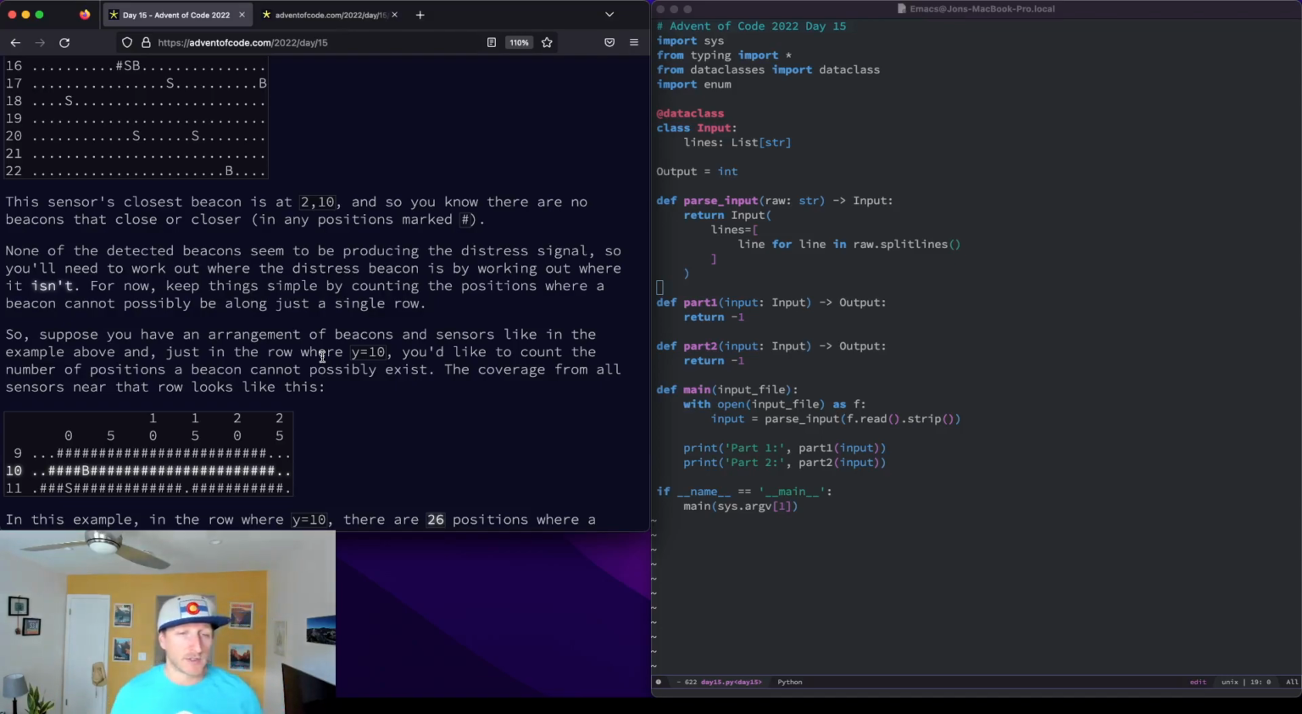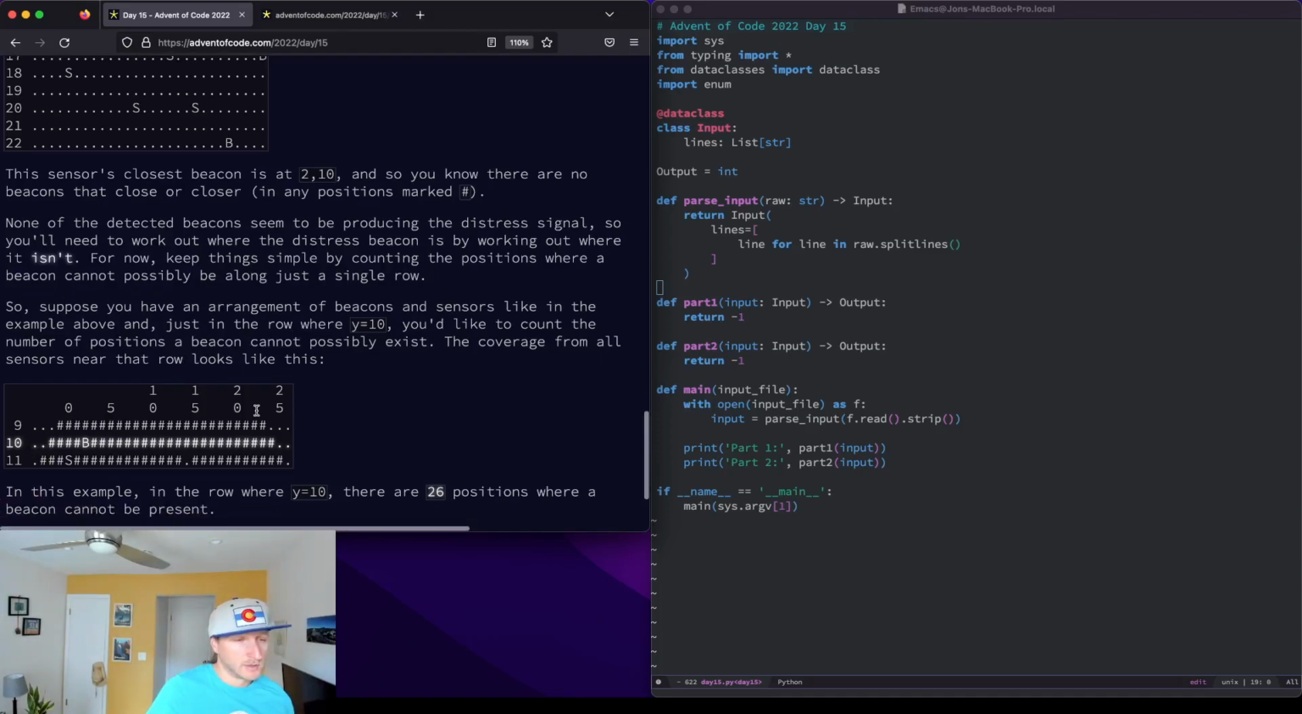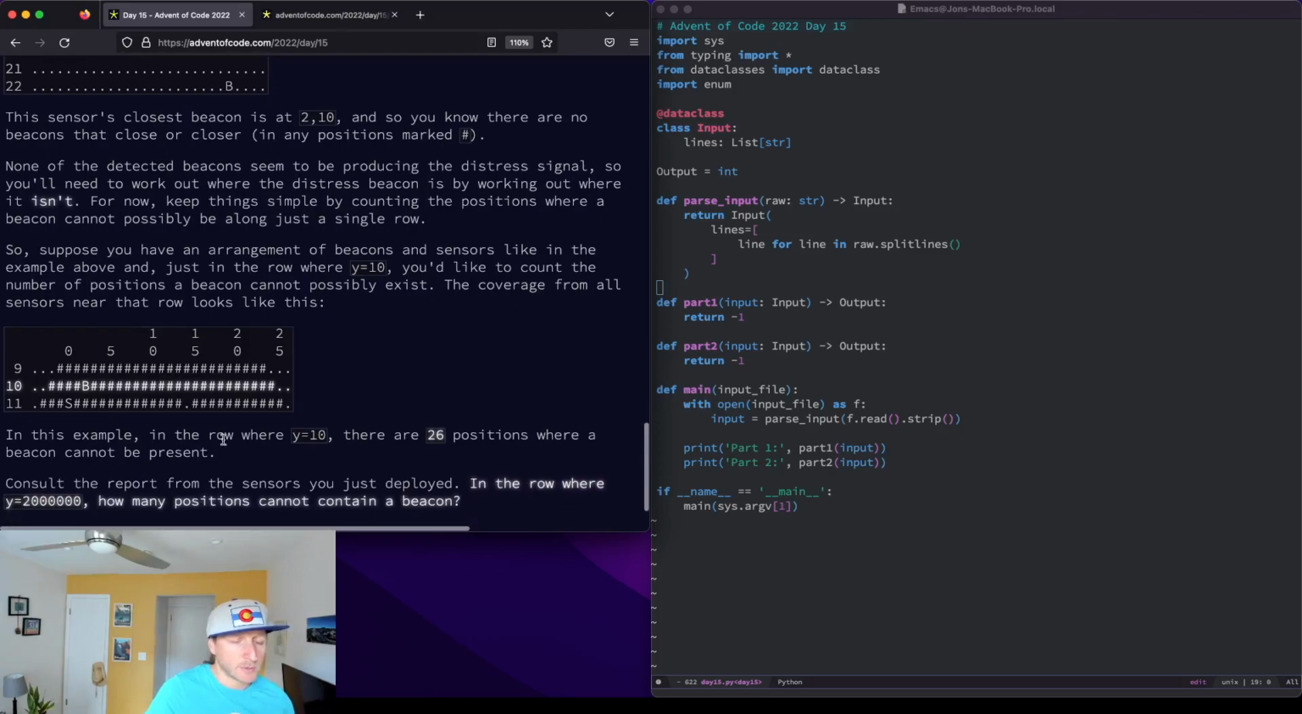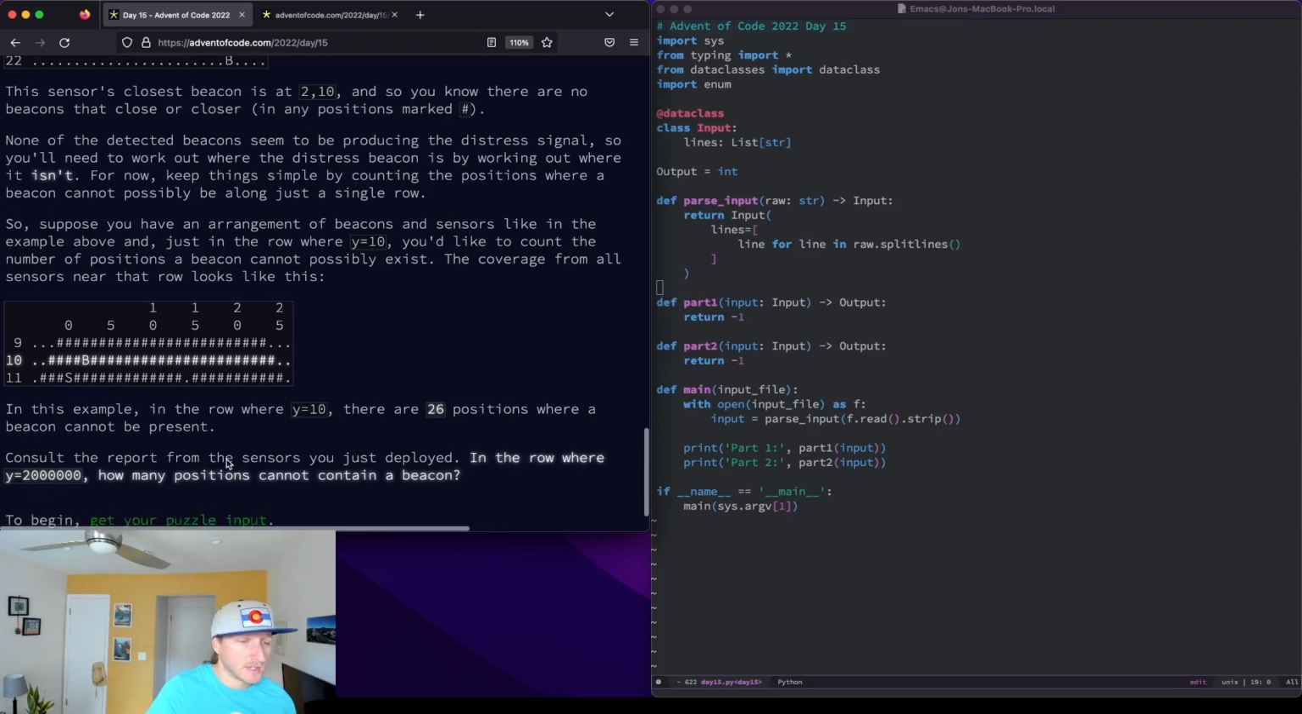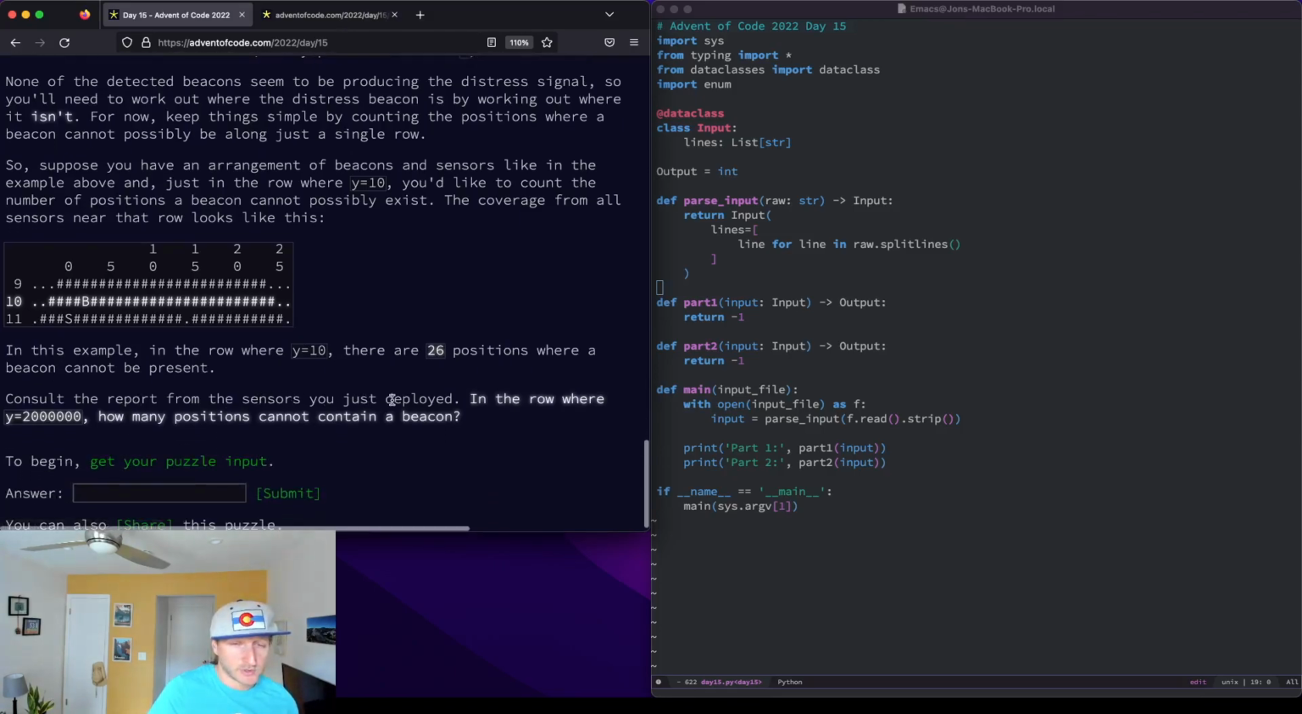For now, keep things simple by just counting the positions where a beacon cannot possibly be along just a single row. So, suppose you have an arrangement of beacons and sensors like in the example, and just in the row where y equals 10, you'd like to count the number of positions where a beacon cannot possibly exist. The coverage from all the sensors near that row looks like this. Okay. In this example, in the row where y equals 10, there are 26 positions where a beacon cannot be present. Consult the report from the sensors you just deployed. In the row where y equals 2 million, how many positions cannot contain a beacon?